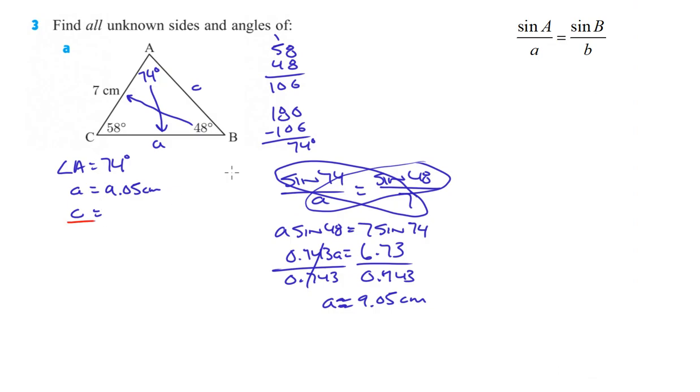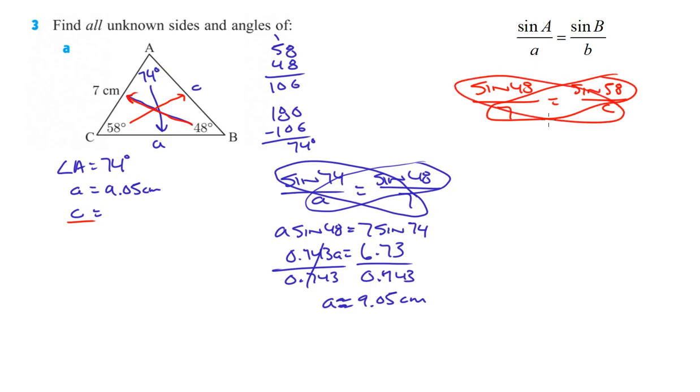Okay. And then now we can do the same thing for C. In fact, let's do that in a different color just so it's a little easier to figure out. So we still want to use these two, right? So like sine 48 over 7. And then we are trying to find C, so we'll do sine 58 over C. Cross multiply, and off we go. Sine 48 C equals 7 sine 58.